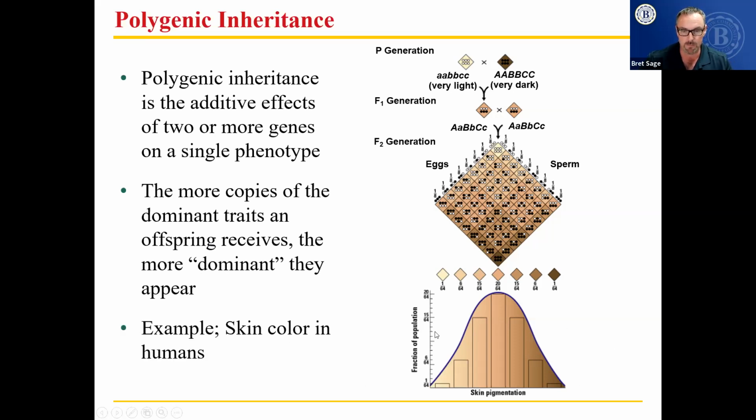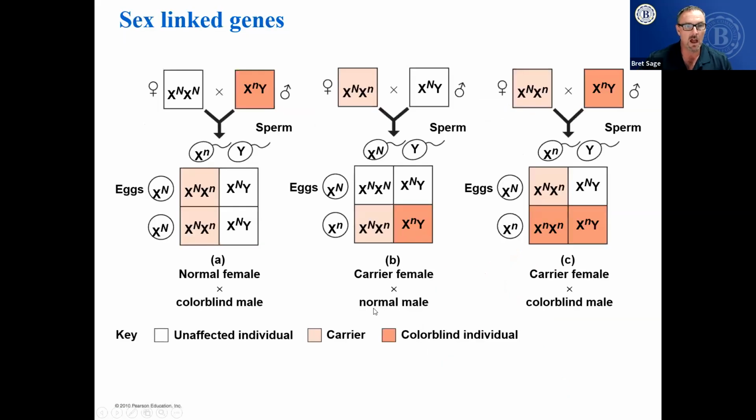And this graph means that when you mix these 2 people together, you're going to get mostly similarly colored children, but you might have a very pale skinned child and maybe a very, very dark skinned child from these 2 medium brown parents. All right, sex-linked.